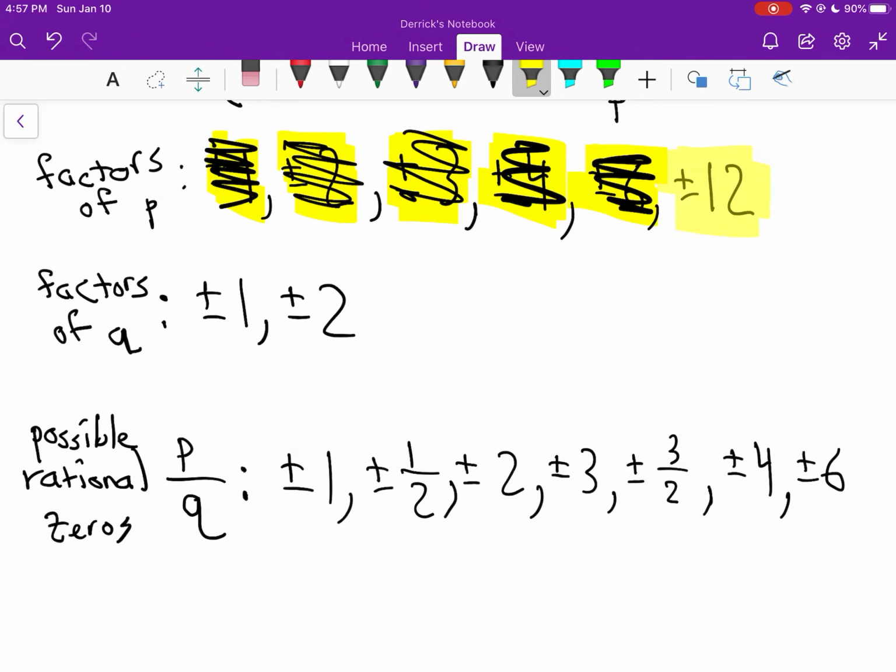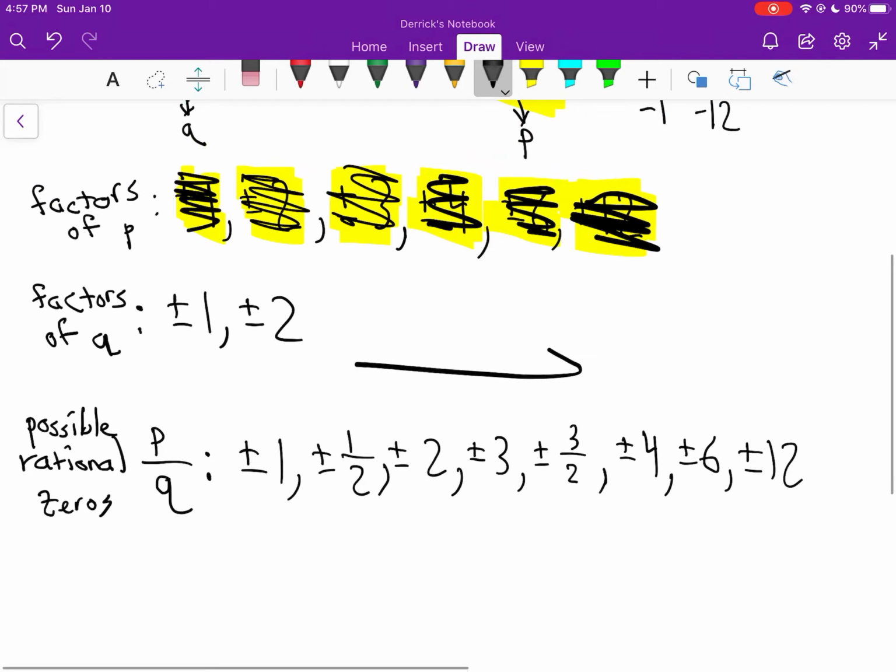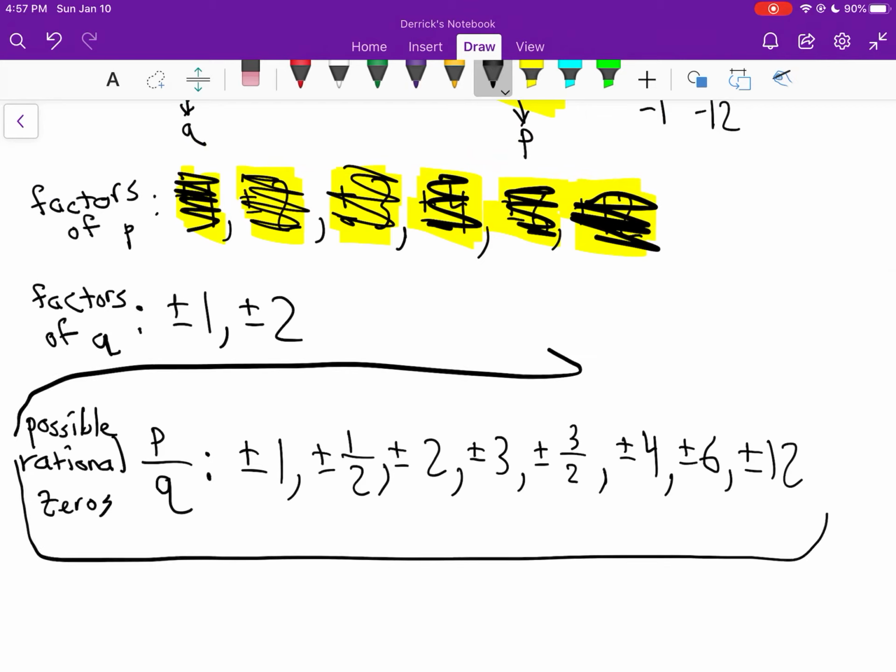Which leaves us with 12, our final factor of p. So we take 12 and divide it by our first factor of q, 1. 12 divided by 1 is 12. 12 divided by our second factor of q, 2. 12 divided by 2 is 6. We already have 6 in our list. So what we have done now is this right here is our full list of all our possible rational zeros.